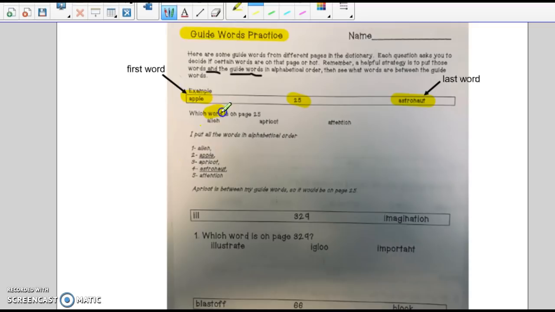Okay, so let's take a look at our question. Which word is on page 25? So we're only going to have one of them this time. It will get harder where you have more than one, especially with your TEIs. So we have alien, apricot, and attention. And our guide words again are apple and astronaut. All right, it says step one. Step one is you are going to put all of the words in alphabetical order, including your guide words.